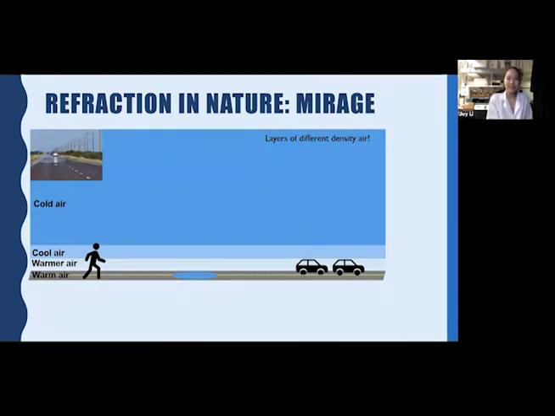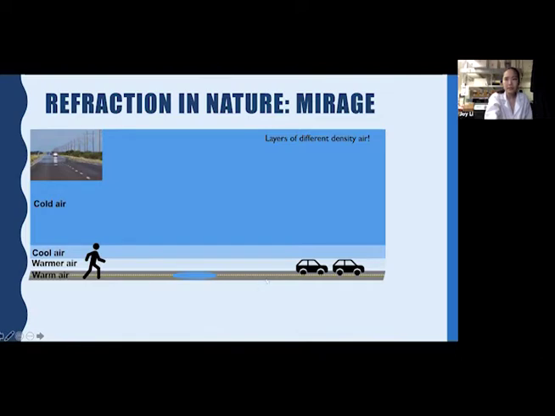So actually, it's due to the refraction of different layers of different density air. So this particular wet road phenomenon that you see happens usually in the summer, when the road gets really hot from the sun. So the air that's very close to the road, like these layers down here, are much warmer than the layers above it because it's not been heated up by the sun.